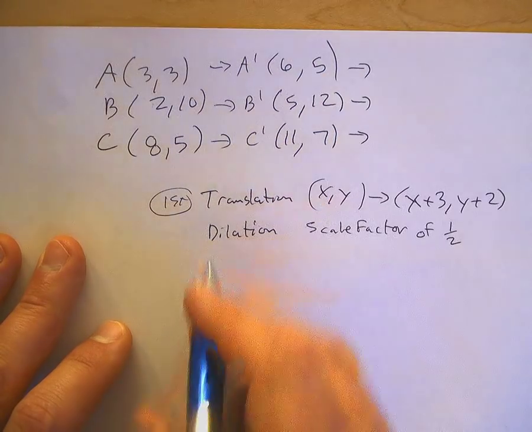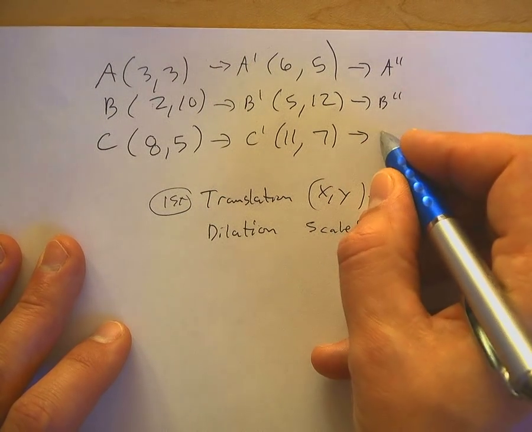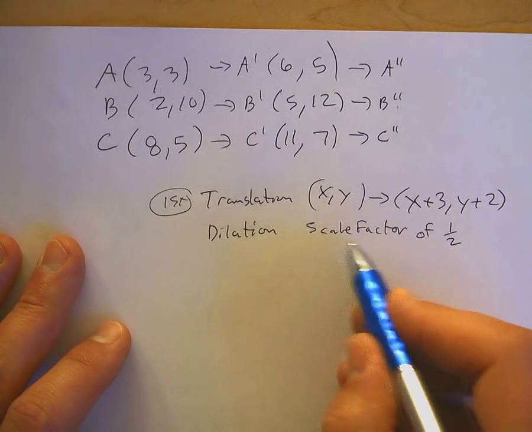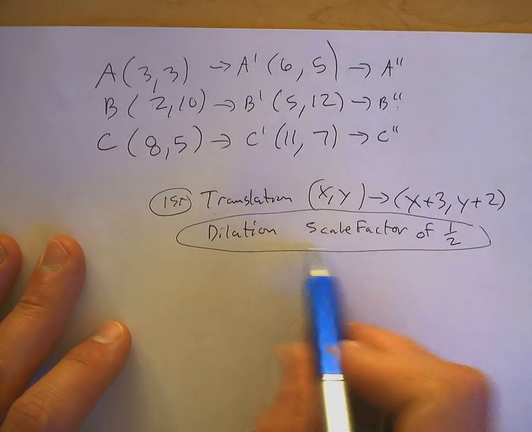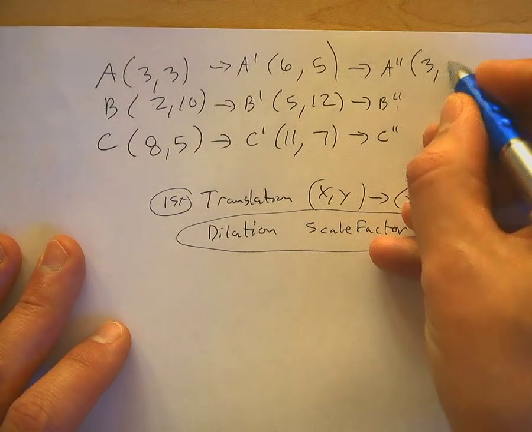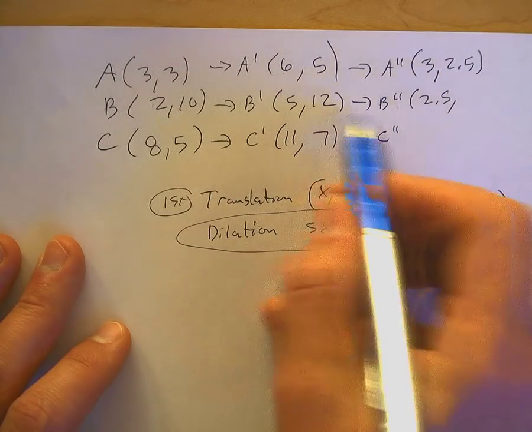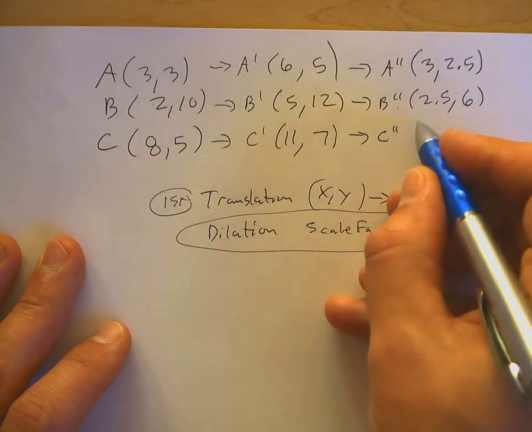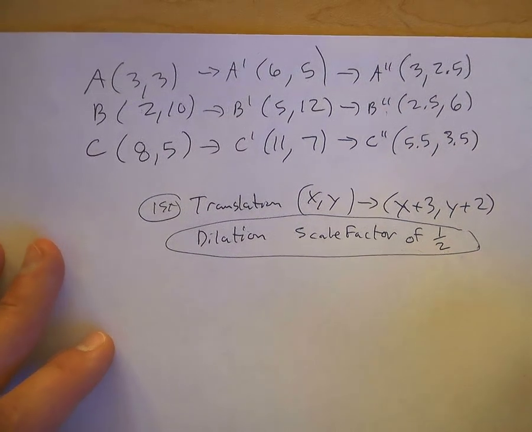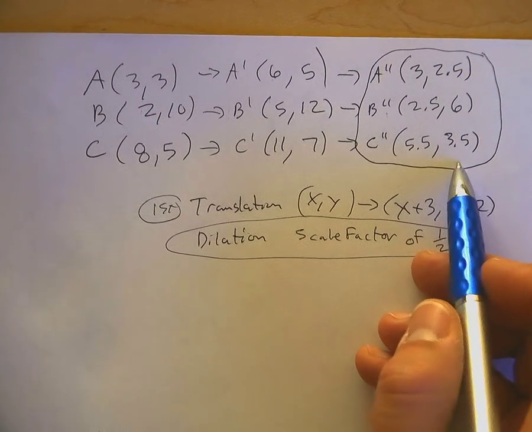After I do this, I take these new image points and change them to make brand new image points, A double prime, B double prime, and C double prime. When I'm doing dilation, I multiply by that 1/2. So 6 times 1/2 is 3, 5 times 1/2 is 2.5, 5 times 1/2 is 2.5, 12 times 1/2 is 6, 11 times 1/2 is 5.5, and 7 times 1/2 is 3.5. These would be your answers right here. This is just the in-between step. This is your final answer for this problem.